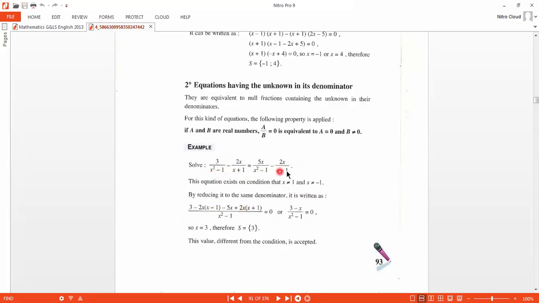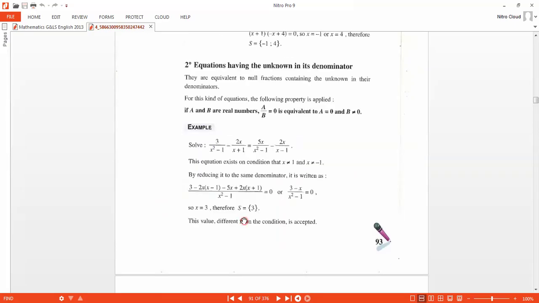We do the same denominator for all, which is x squared minus 1. That means I have to multiply this fraction by x minus 1 and this fraction by x plus 1. After putting it in one line of fraction, you can cross out the denominator and you get 3 minus x. Now, after having this, you take 3 minus x equals 0, so x equals 3. You always check, is 3 accepted? Yes, because x cannot be 1 and minus 1. It could be anything else. So 3 is accepted. So I have one solution.